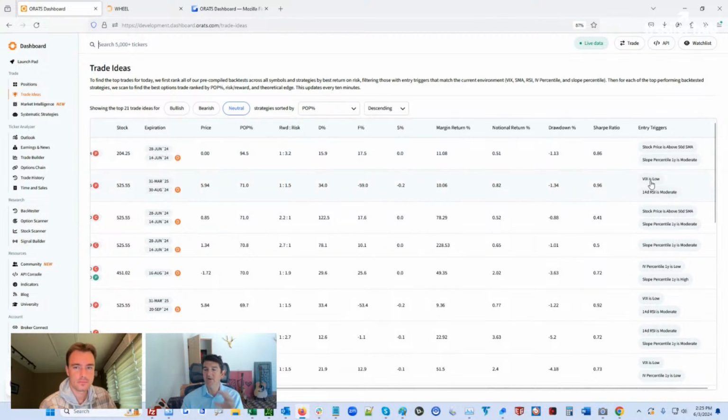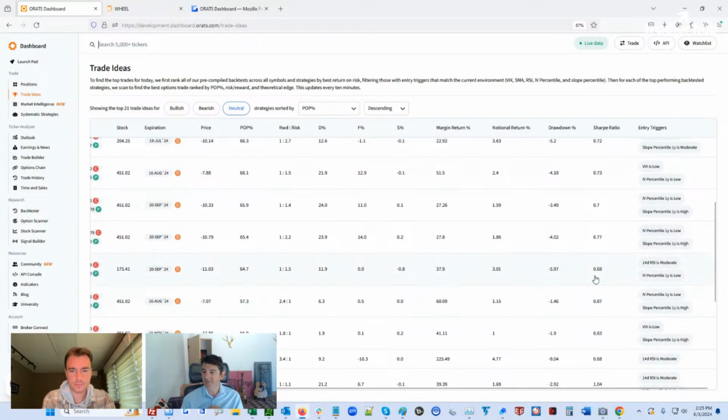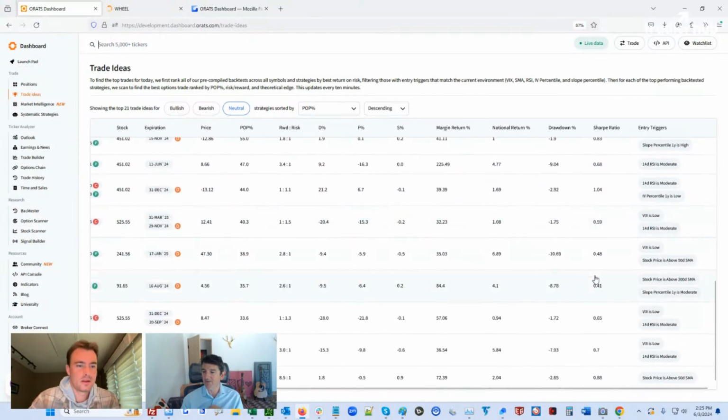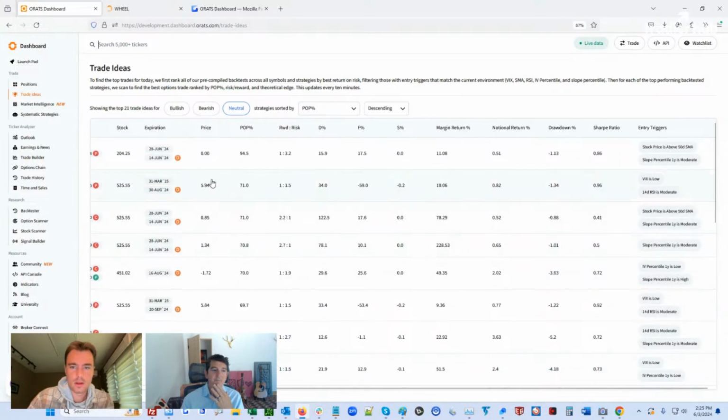Meaning the VIX is low, that means it's below 15 to 20, I believe, is medium, and then high is 20 and above. RSI is moderate. That's a 14-day RSI. We have a skew or slope percentile that is moderate. That's how steep the put call slope is. The stock price is above the 50-day. We also have a 200-day moving average. And did I miss anything? Right, seems like there's one more. RSI VIX. Yeah, that's it. I think that's it. Good point.